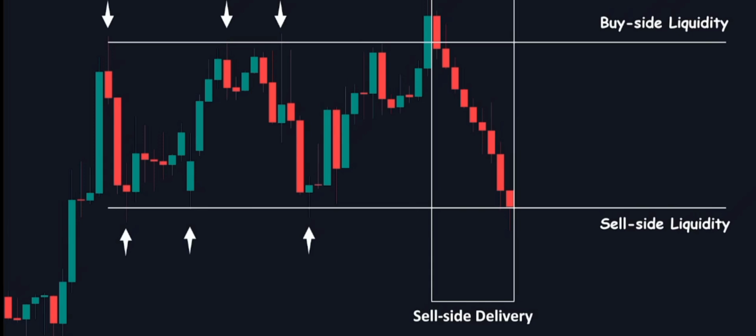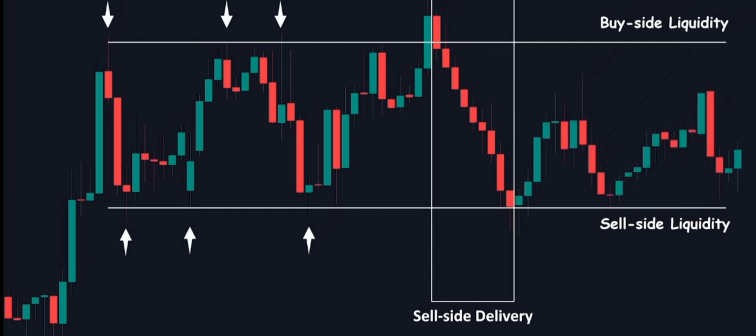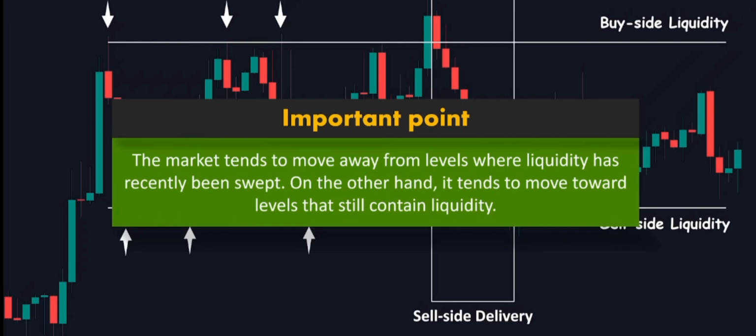In this case, the algorithmic price delivery traps traders on both sides, engaging the liquidity. After this, smart money typically goes long to target the buy-side liquidity. An important point to note is that the market tends to move away from levels where liquidity has recently been swept. On the other hand, it tends to move toward levels that still contain liquidity.